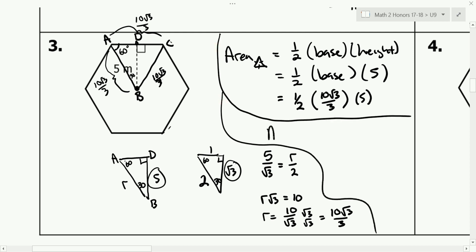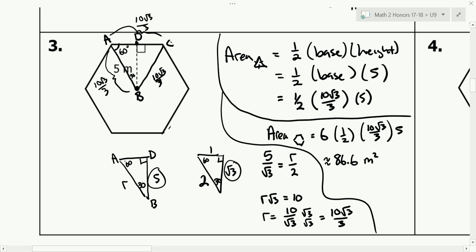And so then the area of our hexagon is going to be 6 times that. So 6 times 1/2 times 10 root 3 over 3 times 5. Okay. What does that come out to be? What's that? 86.6, and we're looking at meters, square meters.